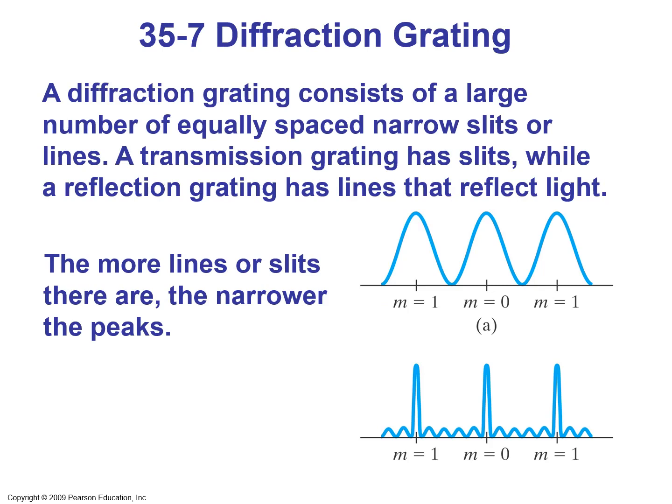Section 7. Diffraction grating. A diffraction grating consists of a large number of equally spaced narrow slits or lines. A transmission grating has slits, while a reflection grating has lines that reflect light. The more lines or slits there are, the narrower the peaks. So we have broader and wider peaks for the case when we have fewer lines or slits. And when we have more lines or slits, we have narrower peaks for diffraction from the diffraction grating.